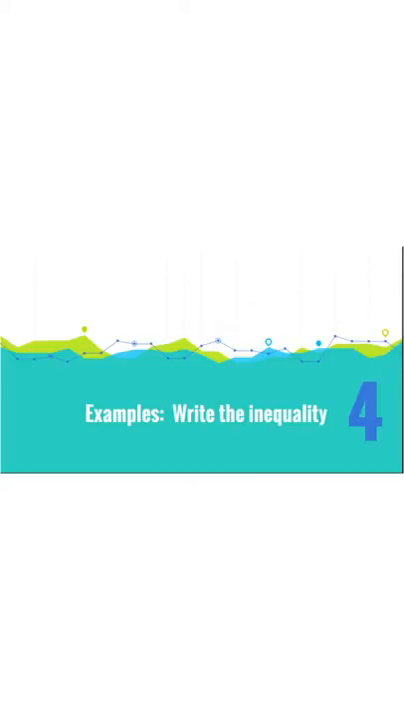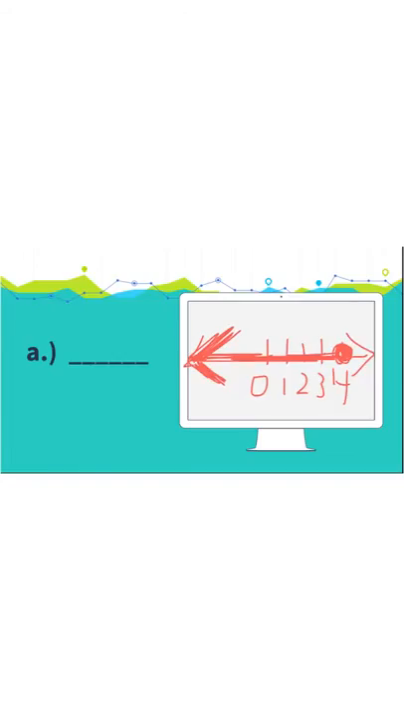Examples: write the inequality. Letter A. If you look at the number line, you will see the numbers 0, 1, 2, 3, and 4. If you look above the 4, we know that our number is going to be 4. We'll use the letter N. You can use any letter like X or Y, but we'll use N in this case, and we will say n has something to do with the number 4.